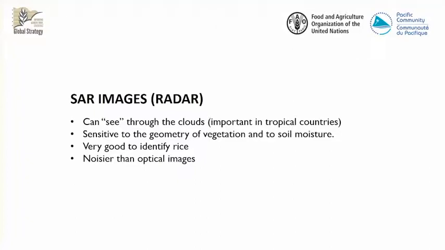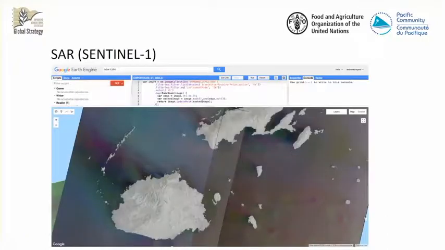So here is a SAR image of Fiji, where we can see very nice topographical features across the country in pretty good detail. And this is fed from a satellite called Sentinel-1. And this is also freely available online.